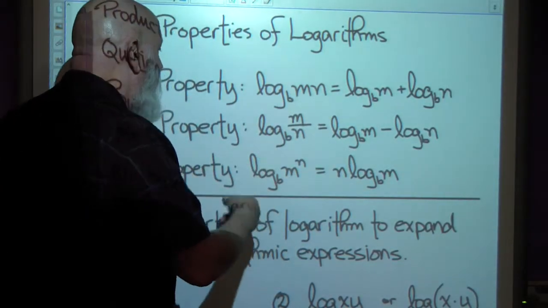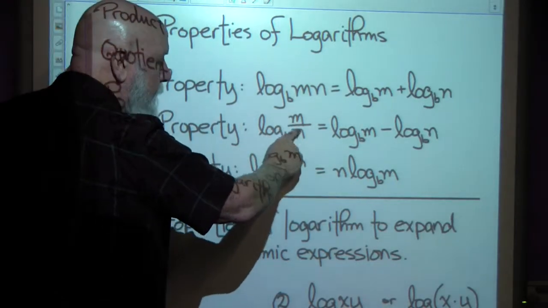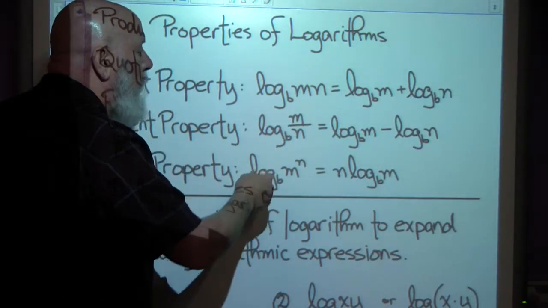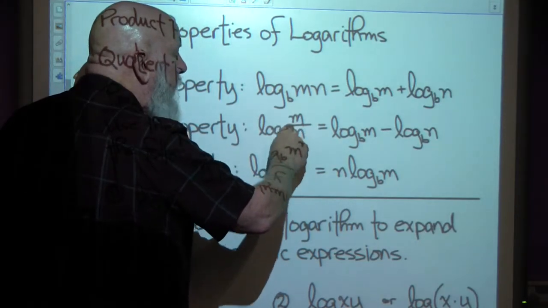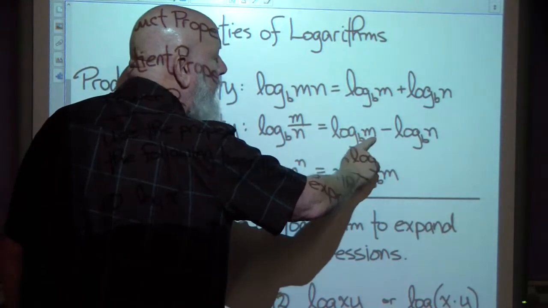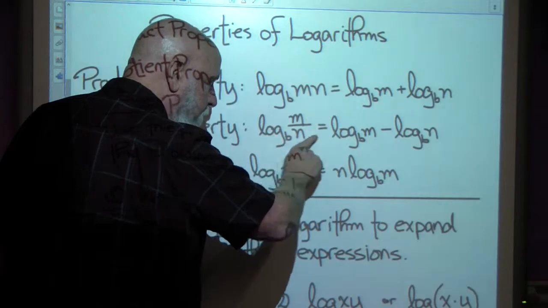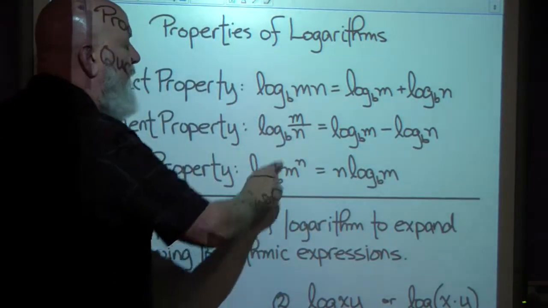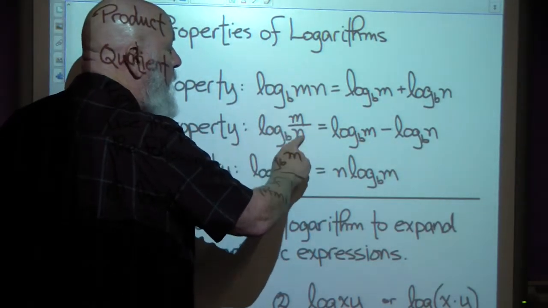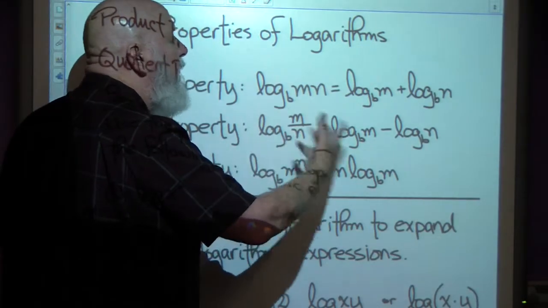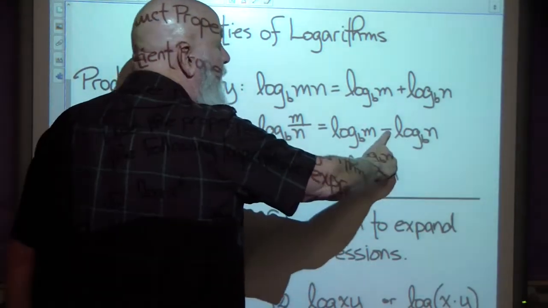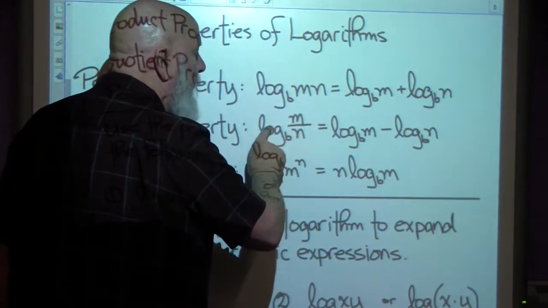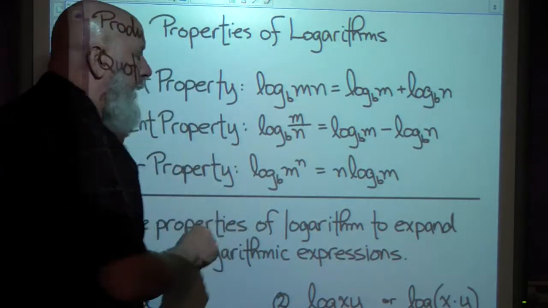Okay? There's the quotient property. If you take the log of a quotient, that's equal to the log of the numerator minus the log of the denominator. So we've taken this log base b of m over n, and we've expanded it into the difference of the log of the top minus the log of the bottom.